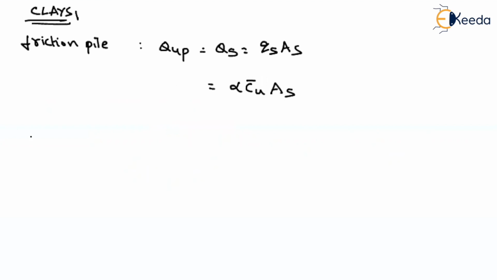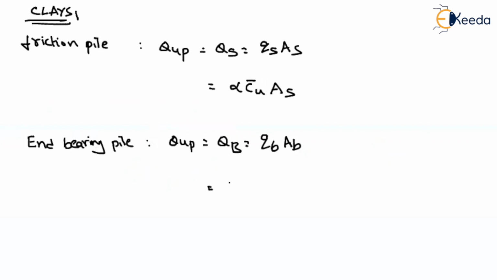Similarly, if it is an end-bearing pile, the ultimate capacity of a pile will be equal to Qb into Ab. Whatever the Qb value, that can be written as C into Nc. If the Nc value is given, then you can substitute it. Otherwise, you have to consider it as 9. So 9C into Ab, right? All this is for clay.